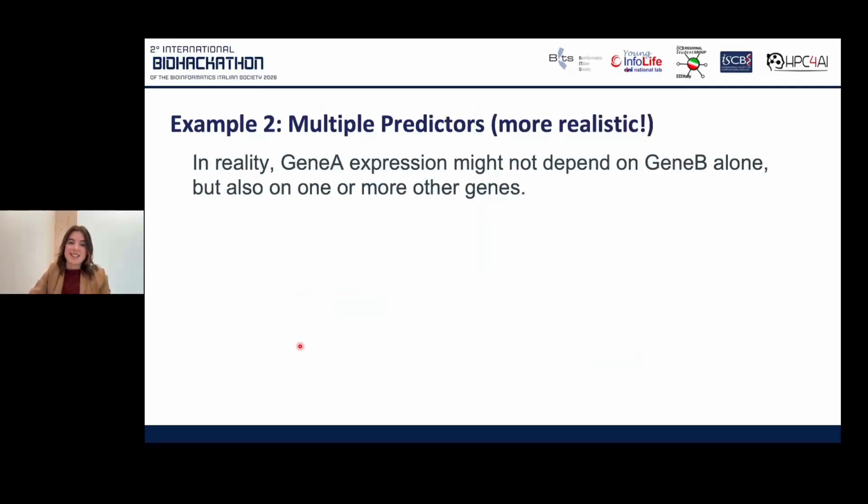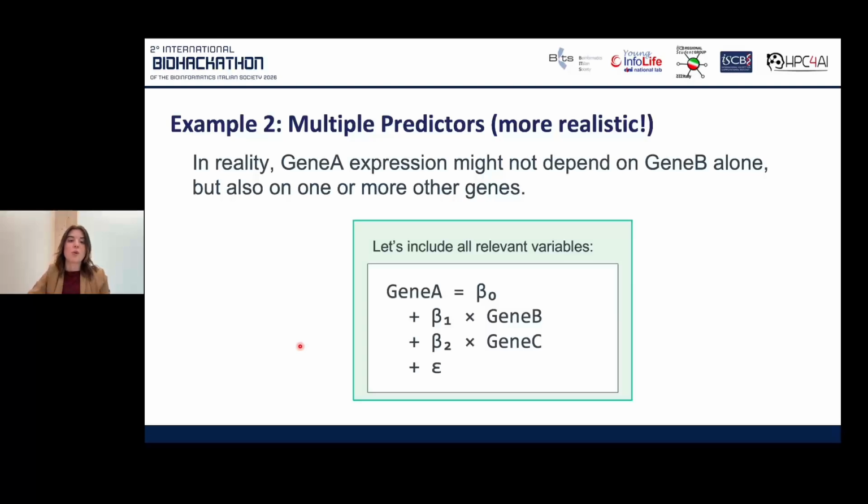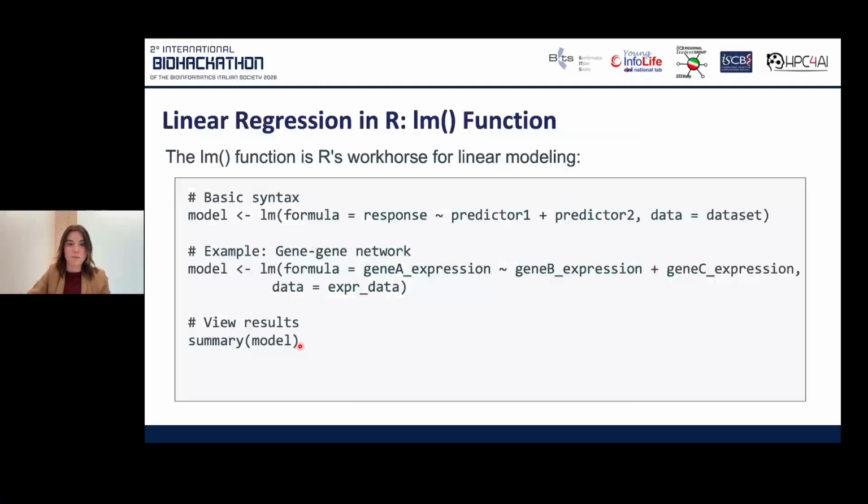Now, in reality, most biological processes depend on more than one factor. So a more realistic model would include all relevant factors you need. So for example, we would have to account also for another gene in the expression of our gene A. And how would we do this in R? The simplest way, and let's say the most common way, is just to use the LM function.